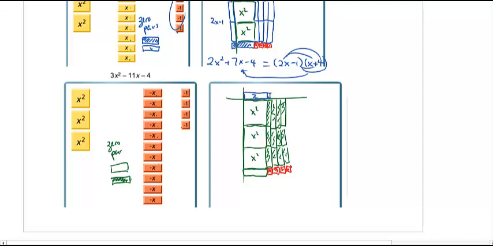x, 1, 2, 3, 4, all negative, so x minus 4. x with a positive 1, so 3x plus 1. Here we go, 3x squared minus 11x minus 4 is equivalent now to 3x plus 1 times x minus 4. There you go. Now, you're thinking, do I always have to draw pictures to do these factoring questions?